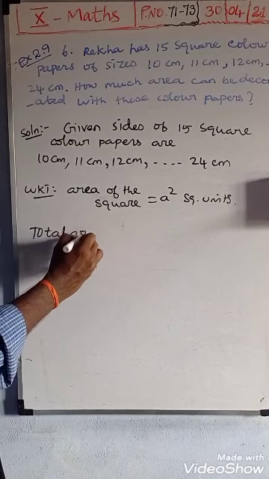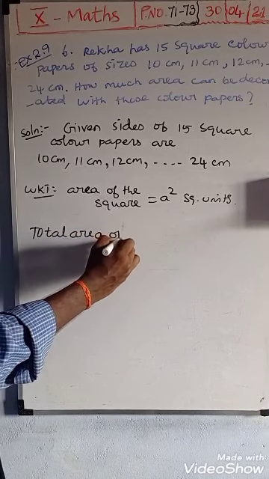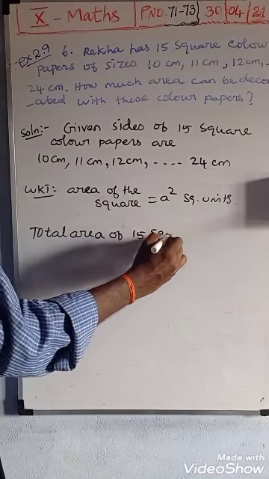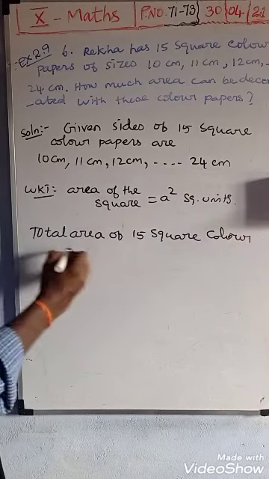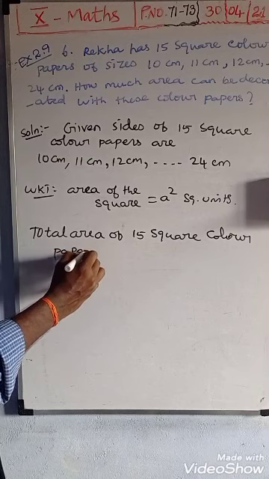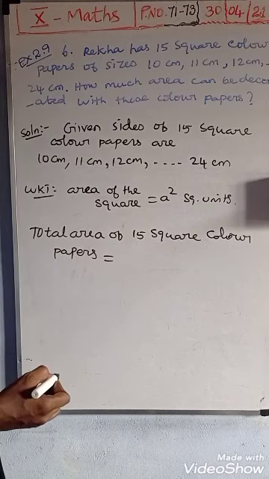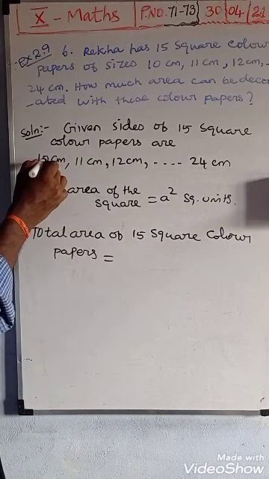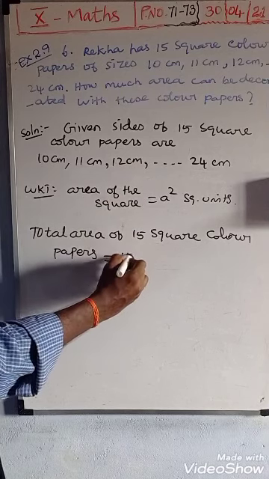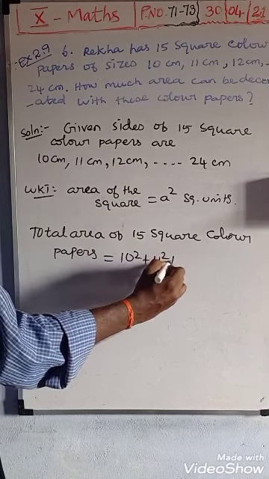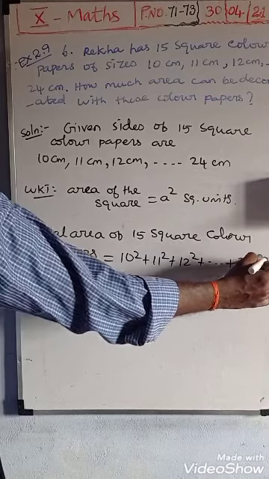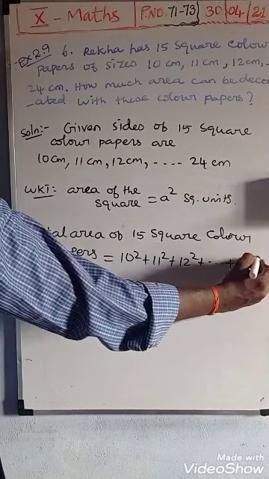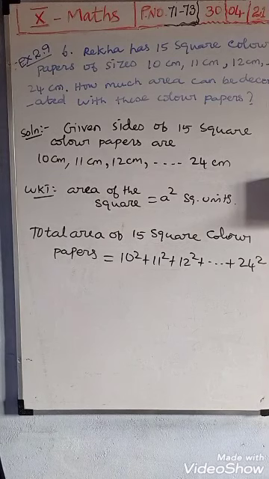So the total area of the 15 square color papers means we want to take the square of each one. So 10 square plus 11 square plus 12 square up to plus 24 square. Okay. So now you see it is a square.